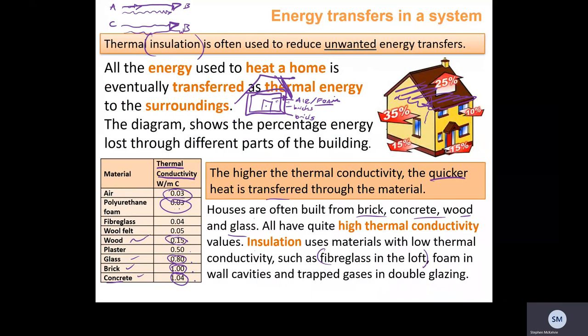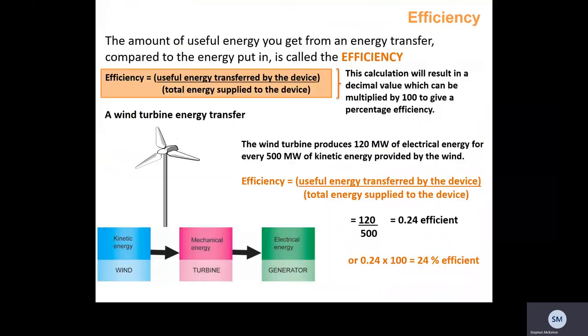The same idea for double glazing. So if I get one layer of glass here, another layer of glass here, and I trap air in between, it reduces the amount of heat that's able to get out quickly, the amount of energy that's able to get out quickly, the amount of transfers that can go through that system.